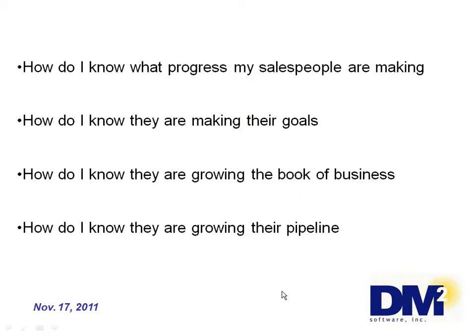Okay. I have many managers and owners that have asked the questions, how do I know what progress my salespeople are making? Now that we're using this awesome program of CRM, how do I get what I need? How do I know that they're making their goals? How do I know they're growing their book of business? And how do I know they're growing their pipeline? These are all questions that we get from managers once their CRM system is in. They really wanted to know this information prior to implementing Sage CRM, but now they know the information is there and they're really itching to get to it.